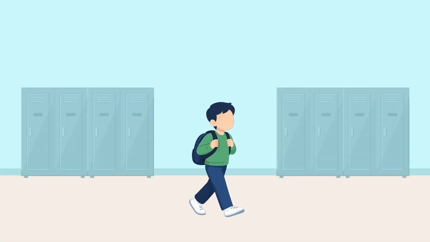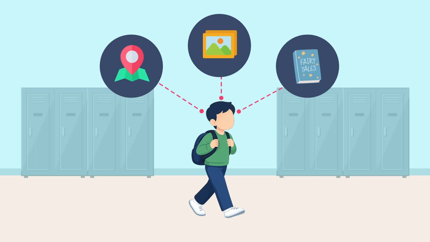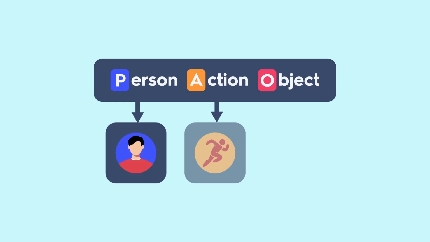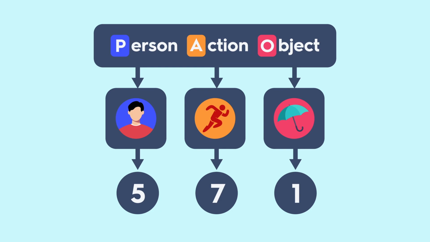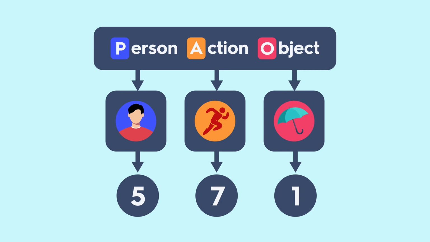The idea behind the method is simple. Our brains are usually better at remembering places, images, and stories than random symbols. The PAO system uses this strength by giving each digit a clear visual meaning. PAO stands for person, action, object. In a 0 to 9 PAO system, you assign one person, one action, and one object to each digit. With practice, each number quickly brings these images to mind.